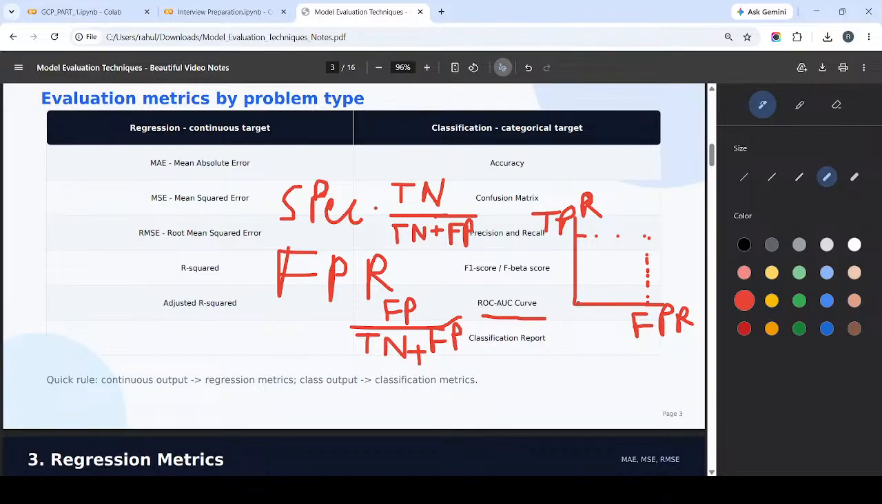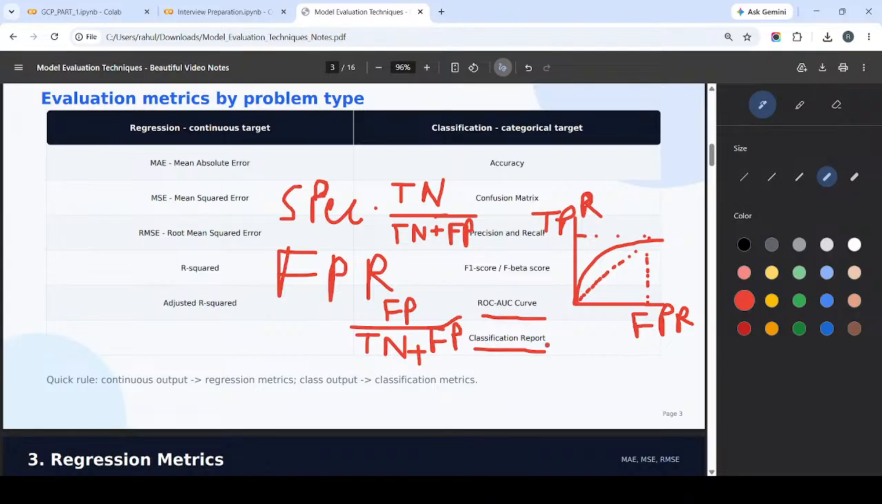So, like this, our curve generally looks. So this is the AUC ROC curve. I will explain it to you after some time. And this is the class. This part I will explain in the figure.